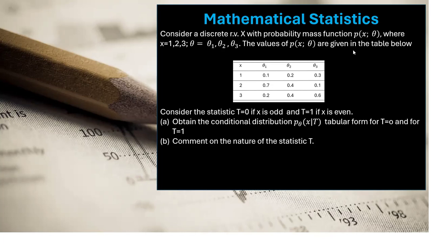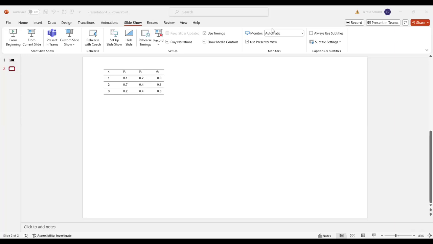This is a very interesting problem. It covers the conditional probability concept, how we do the conditioning based on a discrete random variable, and what type of statistic this is, since we also talk about the sufficient statistic concept here. All right, let's start to work on this problem. In order to make it easy to work, I move that table to here, instead of going back and forth to see the values.